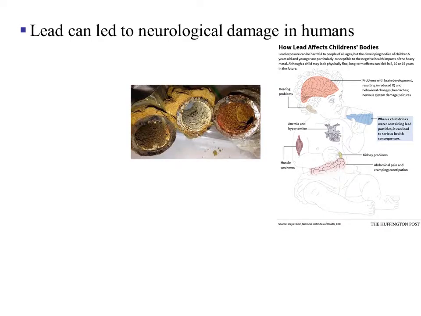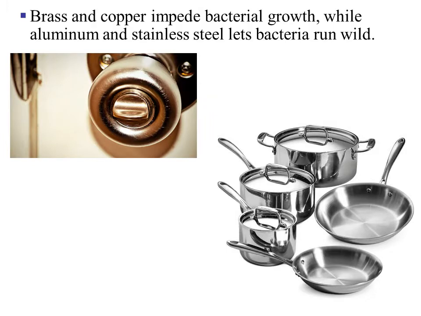Another heavy metal is lead. Lead has been shown to cause neurological damage to humans, especially newborns. Brass and copper will impede bacterial growth, while aluminum and stainless steel will let the bacteria run rampant.